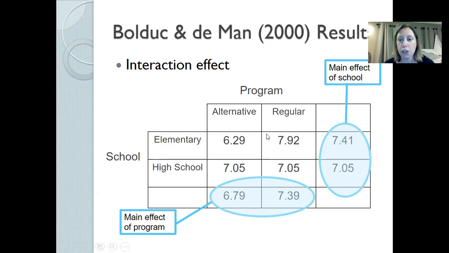Okay, so we've got the means for each group, which was given in the article, I believe. So the kids in elementary school in the alternative program, their self-esteem, the mean was 6.29. The kids in elementary school in the regular program, their self-esteem was 7.92.